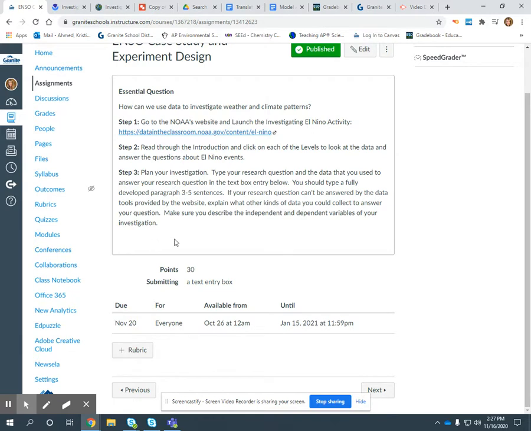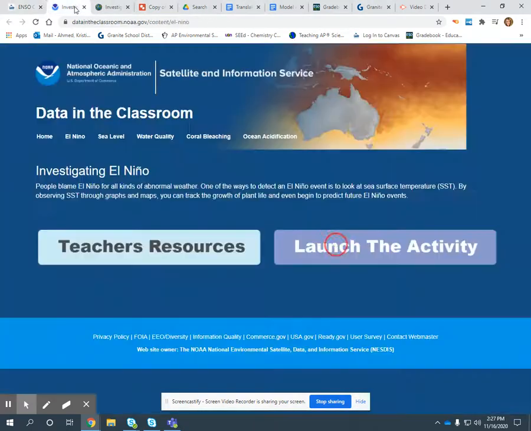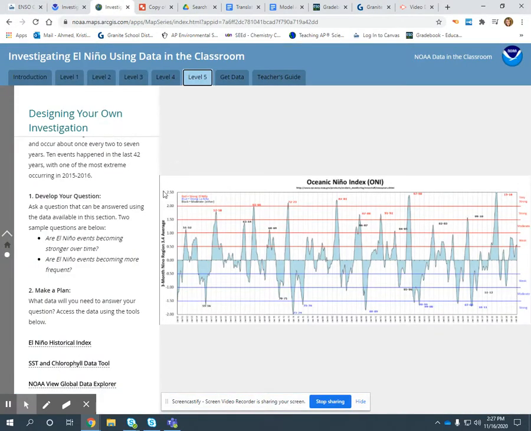Most of you will probably use more than that space, but make sure you describe in lots of detail what your investigation would be to research El Nino and what kinds of data you would gather. You could use the data tools that are provided on this website. So you'll notice there's 3 different data tools: the El Nino Historical Index, the Surface Seawater Temperature and Chlorophyll data tool, and the Global Explorer data tool.